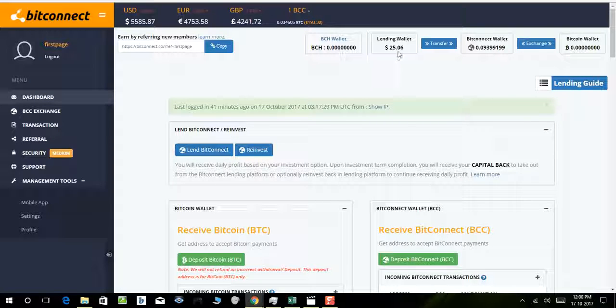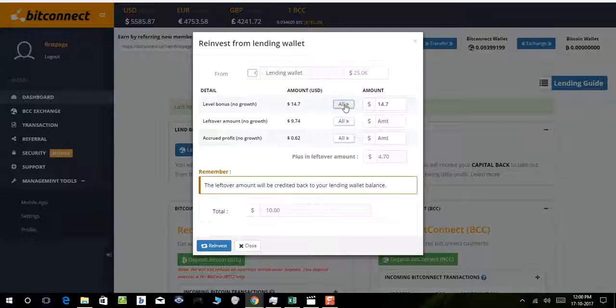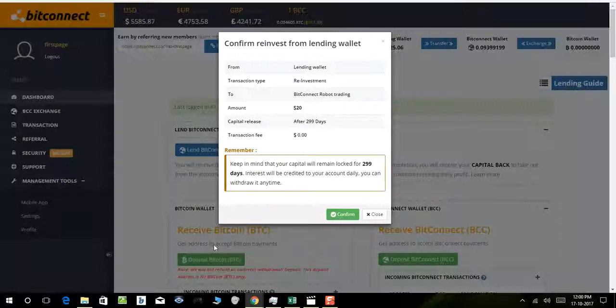Now, I'm going to do a quick $20 lend right now and reinvest to show you how easy that is. Put that money in there, the $25 that was in there, but you're only allowed to do multiples of 10. So here we have, it's going to be a $20 reinvest. The rest of that money goes in my lending wallet. I get this $20 back after 299 days, but in the meantime, we make a cool 1% daily on it.